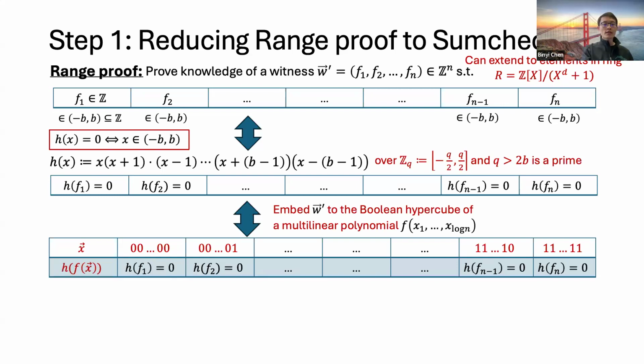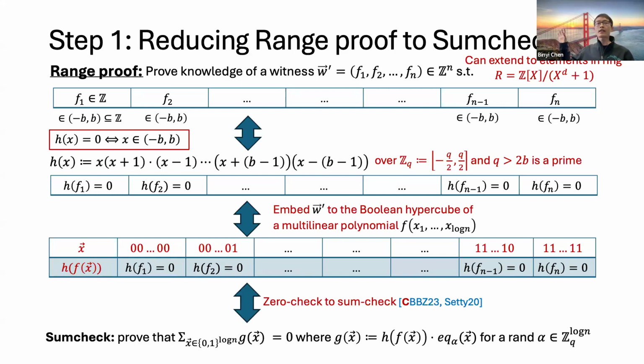And now you can retranslate the original algebraic check as follows, right? Given some multivariate polynomial h of x, you want to check that for every point in the Boolean hypercube, it evaluates to 0. And then finally, there exists a very classical transformation from this zero check problem to the sum check problem, given techniques from HyperPlonk and Spartan.